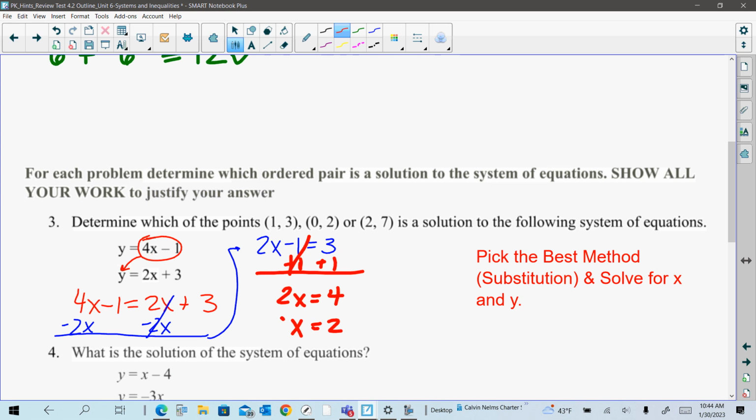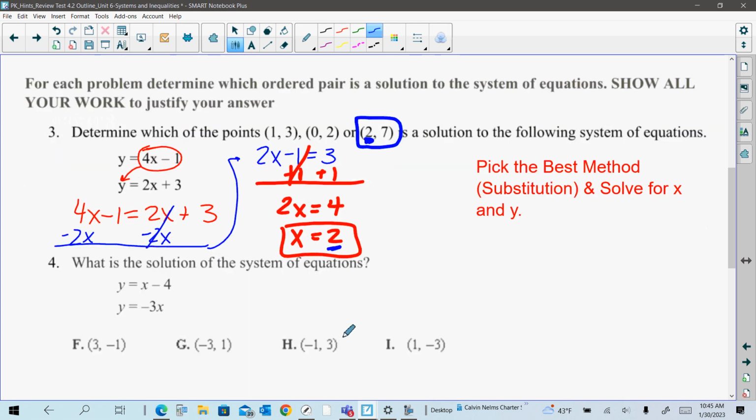So if x equals 2, it says determine which of the points is a solution. Yeah, the (2, 7), because the x has a 2 there. Okay? So I'm not going to stress which method. I'm just going to stress that you have the correct work to prove your answer choice. Okay?